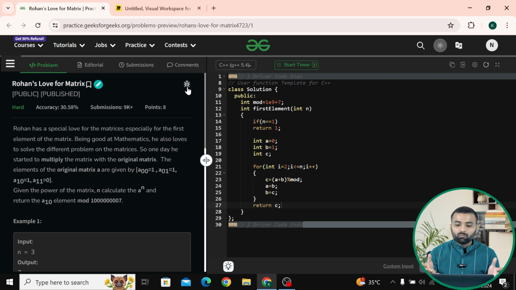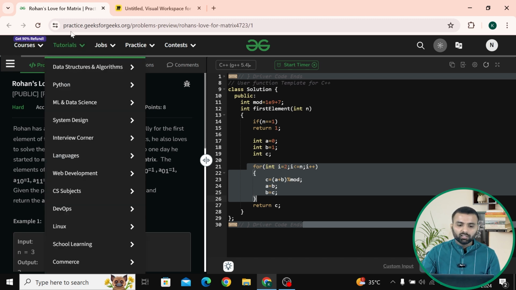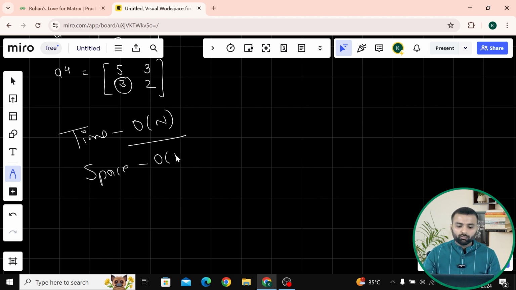So what's the time complexity of this? Simple. We are just traversing my loop up to n, right? So what's my complexity here? My time complexity is big O of n, right? And here we are not using any extra space. So my space here is constant, which is big O of 1, right? Hope you understand the solution and intuition.